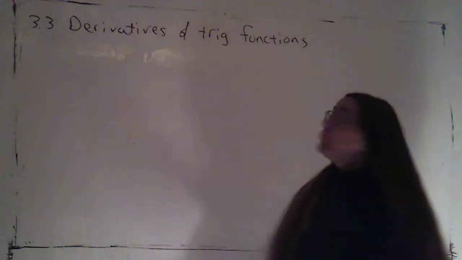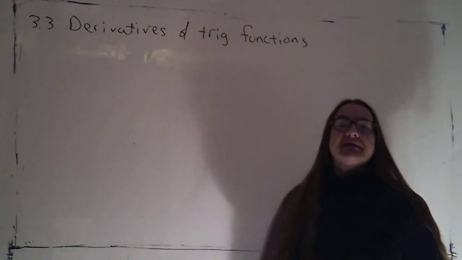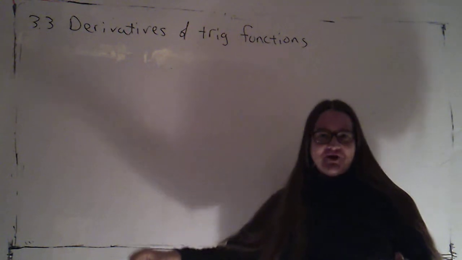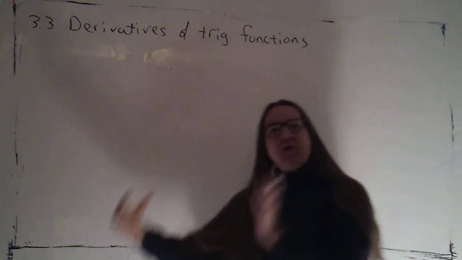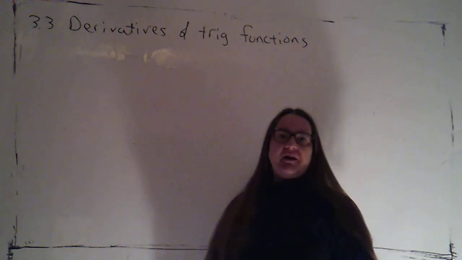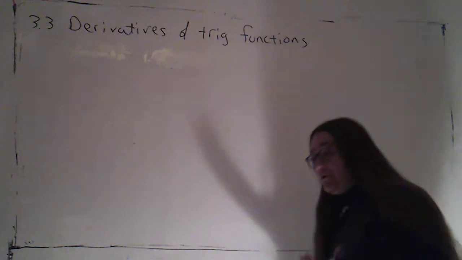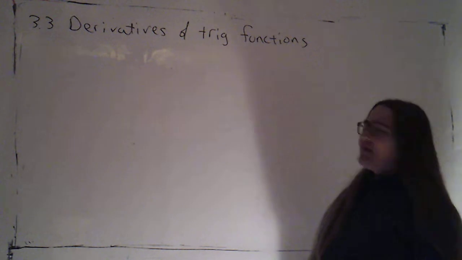In section 3.3, we're going to be learning the derivatives of the trig functions. And pretty much anytime we move on to a new sort of function at this point, we have to fall back on the limit definition of the derivative in order to come up with a formula. Once we know the formula, then we can use some of our shortcuts.